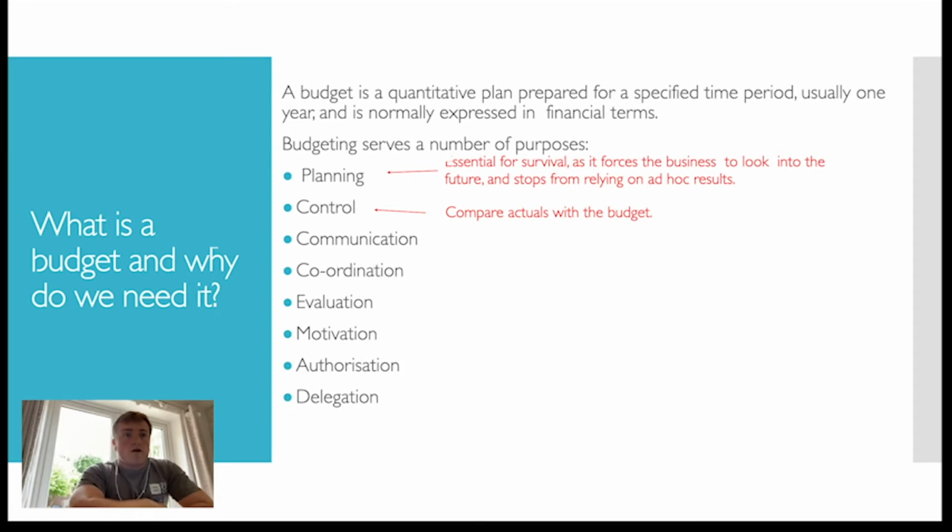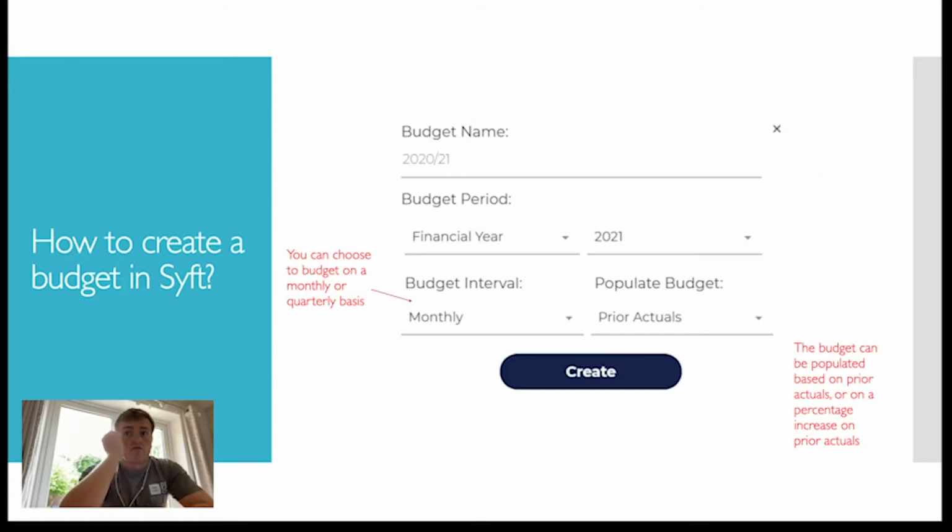So moving on to how to create a budget in Syft. Once you go to the budget tab, you'll be given the option to either select a current budget or to create a new one. When you select new budget, this will be the first box that you see, or we're seeing on screen now. So you can name your budget here, select the period that you'd like it to cover, whether that be your financial year or your calendar year. You can then select the budget interval, which will be selected as either monthly or quarterly.